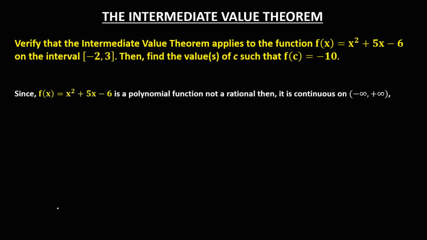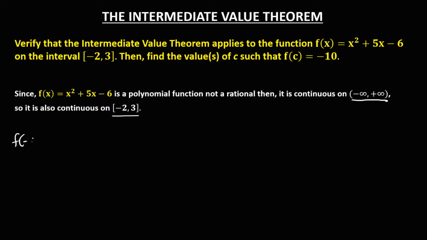Since the given function is a polynomial, not a rational, it is continuous on negative infinity and positive infinity. Since it is continuous on negative infinity and positive infinity, therefore it is also continuous on -2 and +3.